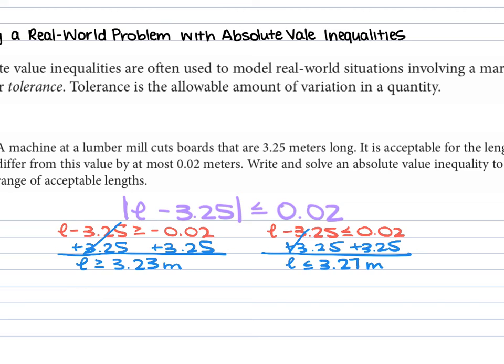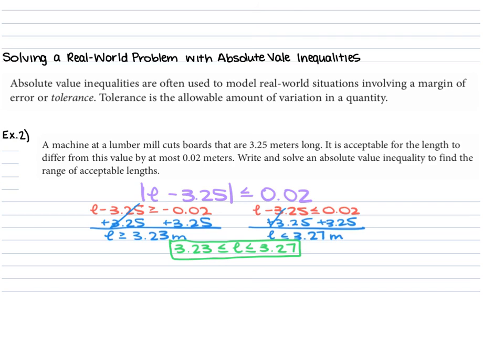So with this, your two signs point into each other. Your inequality that includes the smaller numbers is on the left, so that's how we see that. So we're going to have 3.23, we have L, and we have 3.27. Between the L and the 3.23, it's open to the L, so it stays open to the L. Same thing with the L and the 3.27, it's open to the 3.27, so it stays open to that. So this is saying that the cut can be no more than 3.27 meters and no less than 3.23 meters.